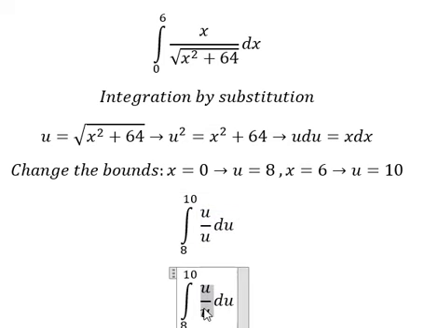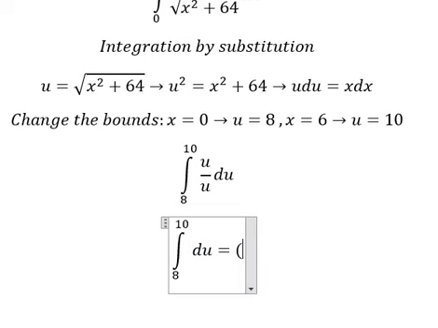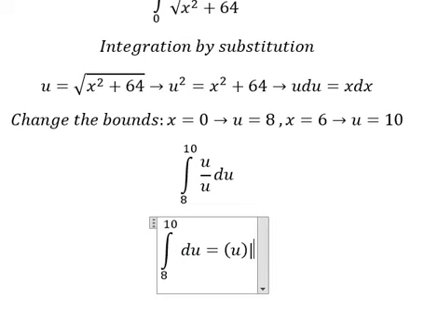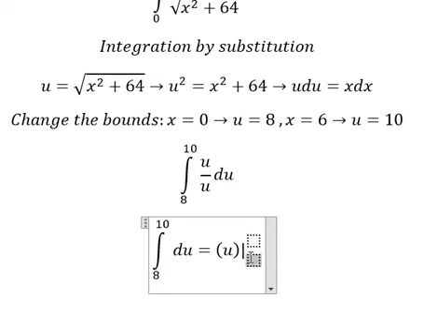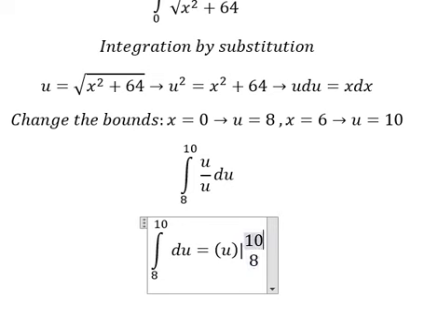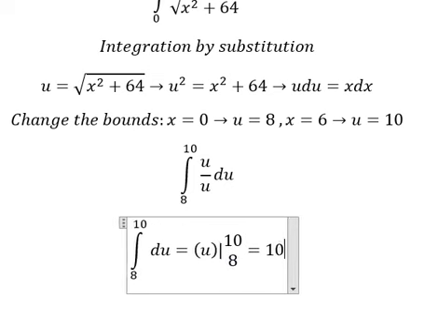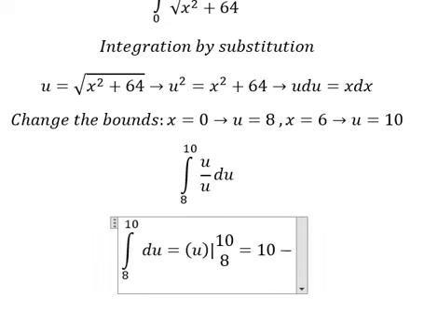So this one we have 1. The integration of du is u. And I will put the bounds from 8 to 10. And now we have the final answer.